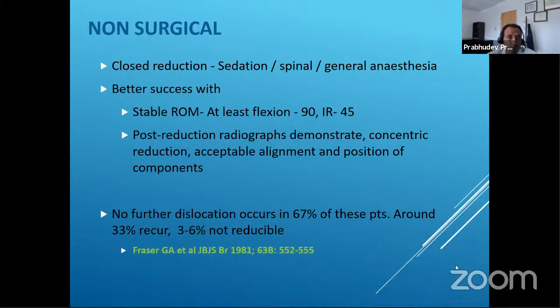For the non-surgical treatment option, closed reduction should be done under some type of anesthesia. Again, general anesthesia with good muscle relaxation is the way to go. It has a better success rate when the range of motion is stable with the hip at 90 degrees of flexion and up to almost 45 degrees of internal rotation.